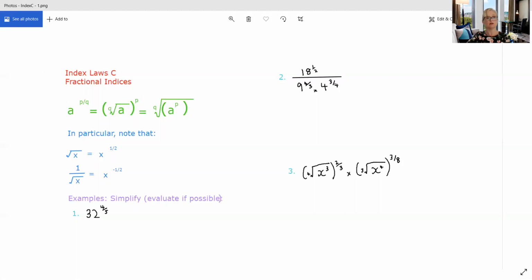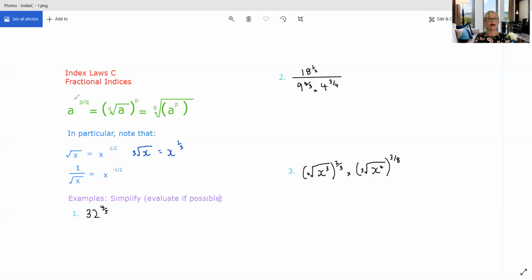Now, the main fractional indices that we use are square root, where there's a 2 there that we don't actually write. If we have something like cube root, we do write the 3, and that's equivalent to x to the 1/3. 1 over root x, remember we don't write the 2 if it's square root, is x to the -1/2, just thinking back to our previous video where we learned about negative indices being reciprocals.